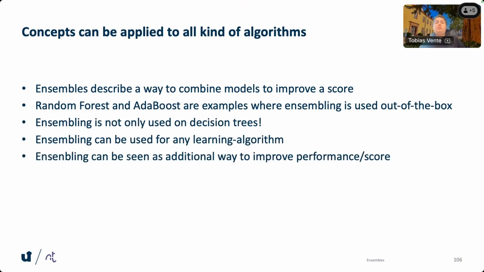So the concepts can be applied to all kinds of algorithms. Ensembles describe a way to combine models to improve a score. Random forest and AdaBoost are examples where ensembling is used out of the box by definition, but you can also apply these techniques to other models. Ensembling is not only used on decision trees, very important. Ensembling can be used for any learning algorithm. Ensembling can be seen as an additional way to improve the performance.